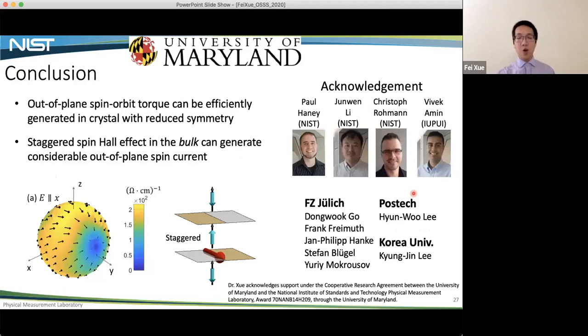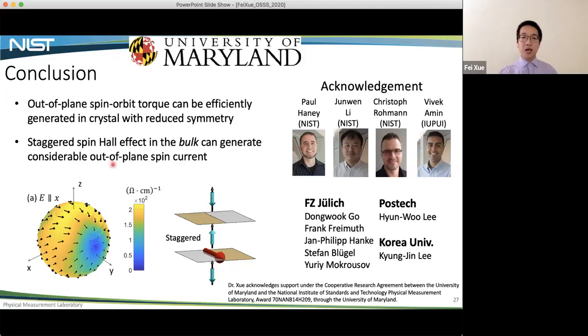So I hope that I convey the two important takeaways in this talk. First, we demonstrate through first principle calculation that the spin orbit torque with the out-of-plane component can be efficiently generated in crystals with reduced symmetry, such as tungsten ditelluride. And we found that the spin current flux from the tungsten ditelluride to the cobalt or ferromagnets is the main source of the spin orbit torque.